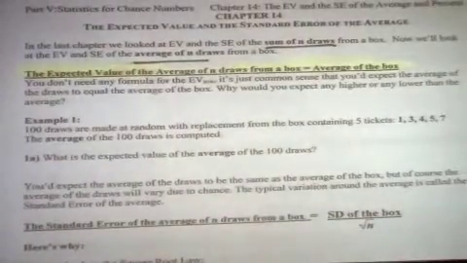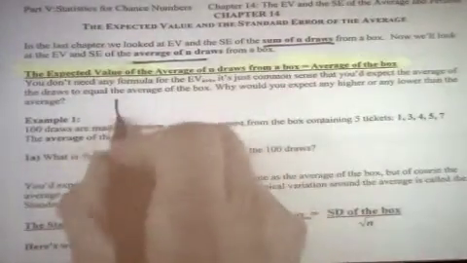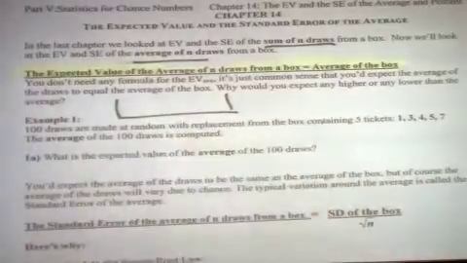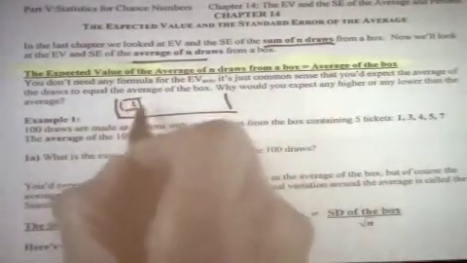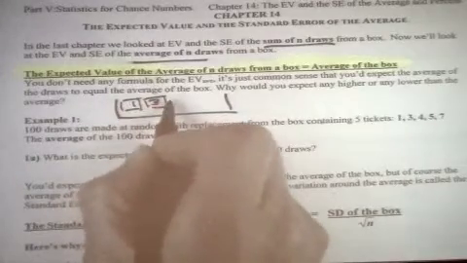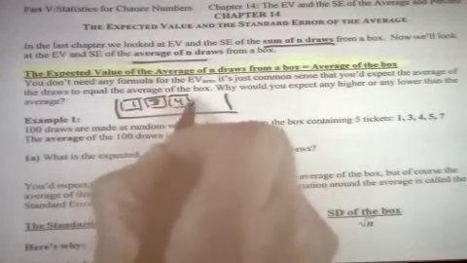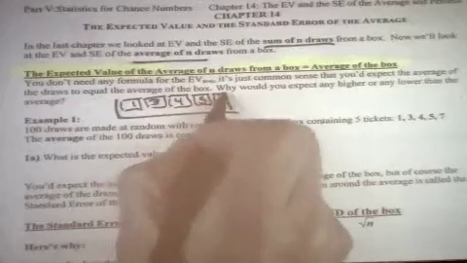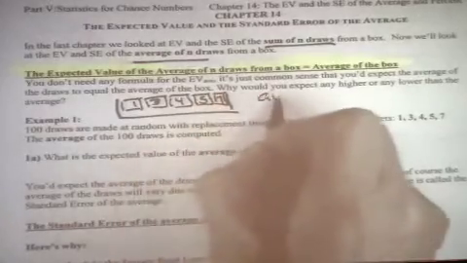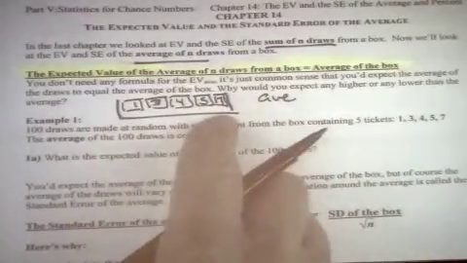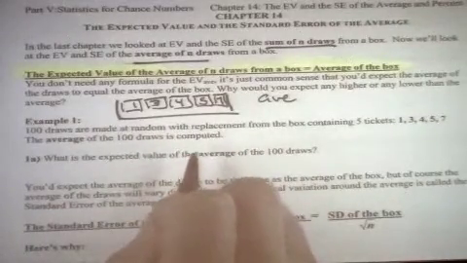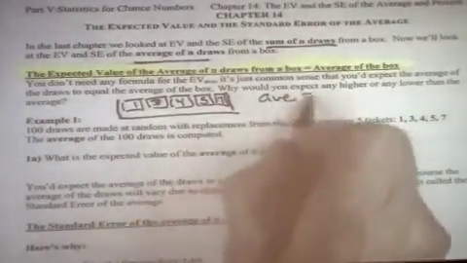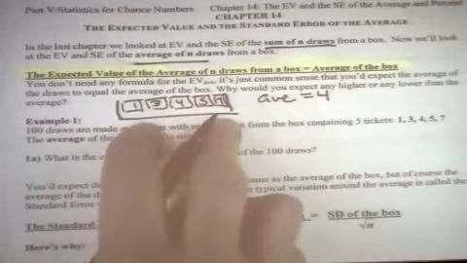For example, you have this box right here. You have tickets 1, 3, 4, 5, and 7. And the average of those tickets, you add them all up and divide by 5, and what do you get? 4.